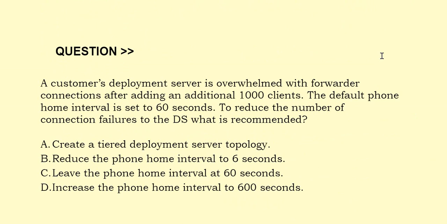The default phone home interval is set to 60 seconds. To reduce the number of connection failures, what is recommended? Option A, create a tiered deployment server topology. Option B, reduce the phone home interval to 6 seconds. Option C, leave the phone home interval at 60 seconds. Option D, increase the phone home interval to 6000 seconds.